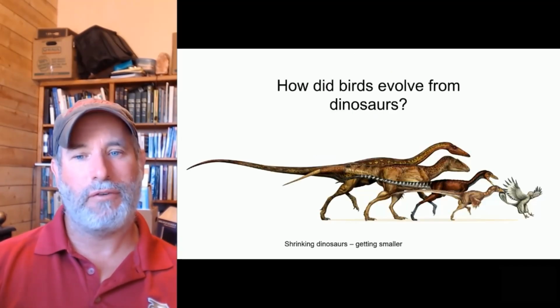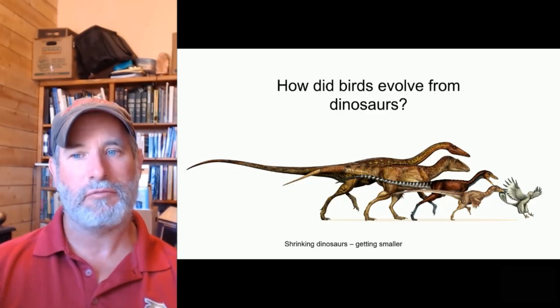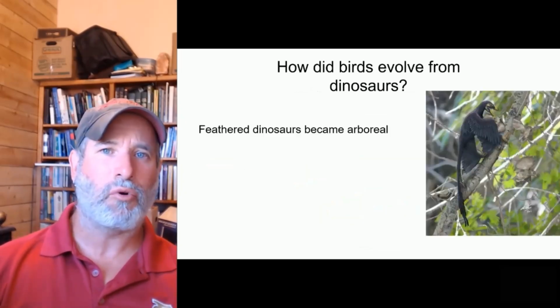How did flight evolve? One of the things is these theropod dinosaurs were all carnivores, which means they were active. They were running on two legs. And over evolutionary time, they got smaller and smaller and smaller. And eventually, they took to the trees and became arboreal.